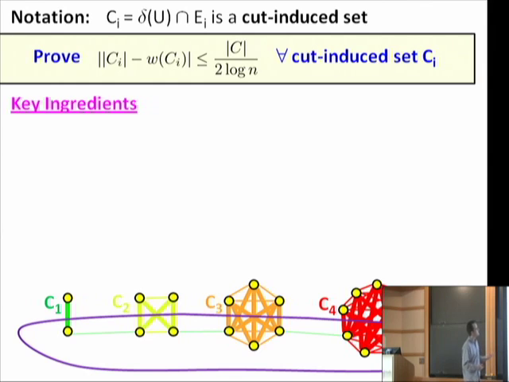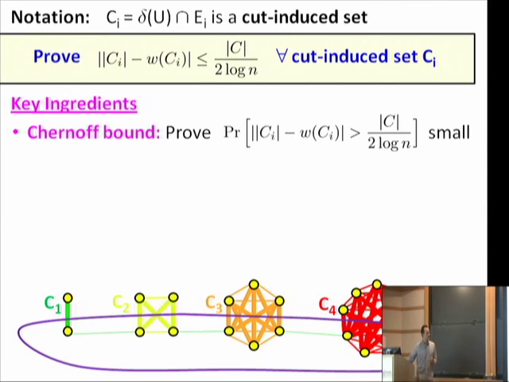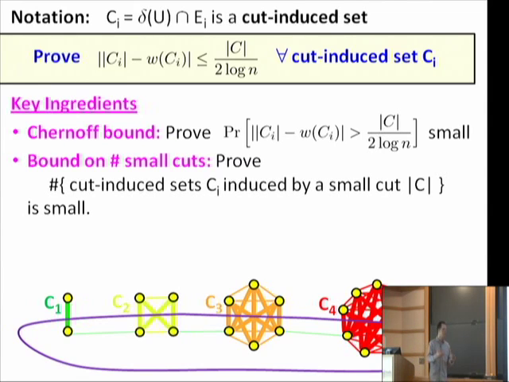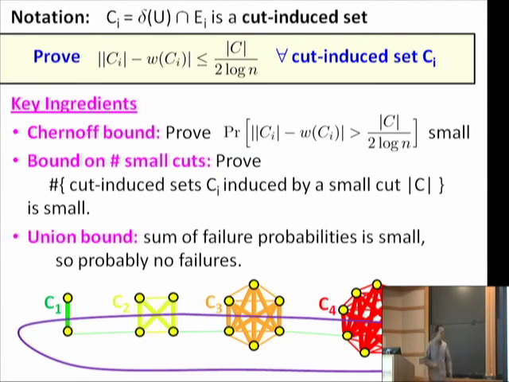So the key ingredients that we needed were the Chernoff bound to prove a concentration on the weight of the sample, and then a bound on the number of small cuts. But in this case, we're not talking about cuts. We're talking about cut-induced sets. So the bound is a little more intricate. What we'd really like to show is that the number of cut-induced sets induced by a small cut is small. And that's a little bit of a mouthful, so I'll state it formally soon. And then again, we'll just do a union bound over all cut-induced sets to show that no failures happen.